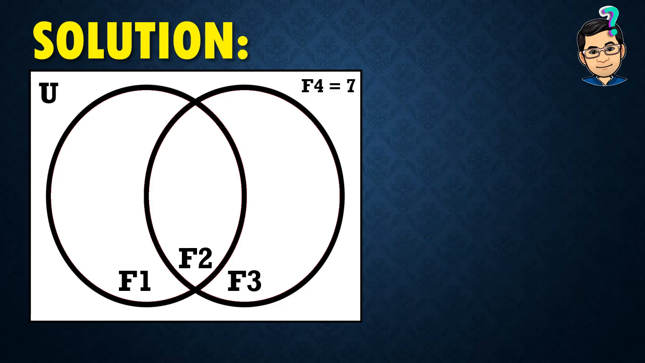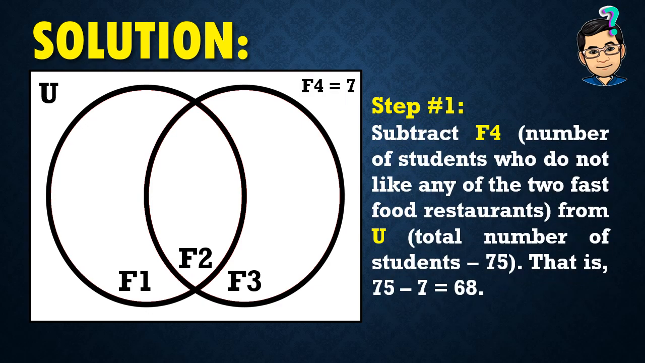Okay, for our first step, subtract F4, the number of students who do not like any of the 2 fast food restaurants, from U, the total number of students, which is 75. So, bakit kailangan nating i-minus muna yung F4 dun sa universal set? Kasi po, ang hinahanap po kasi natin na bilang dito is yung mga nasa loob ng circle. So, since yung F4 nasa labas siya, hindi natin siya kailangan dun sa operation natin na gagawin dun sa loob ng 2 overlapping circles. So, that is 75 minus 7 equals 68.